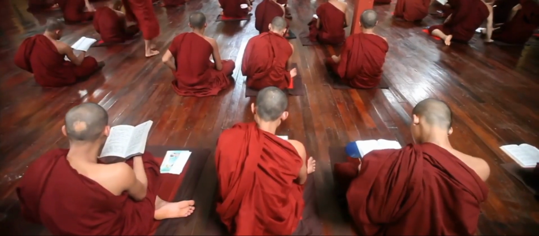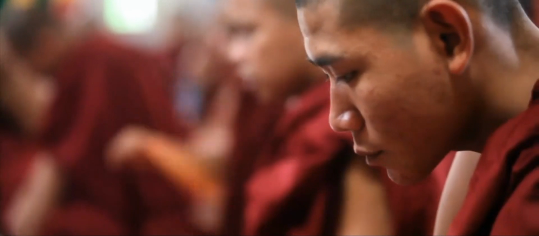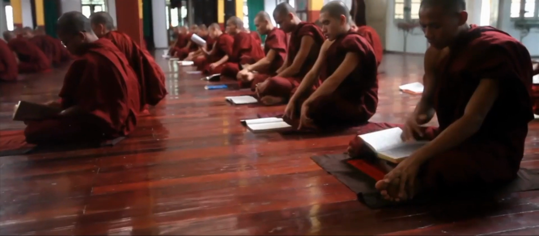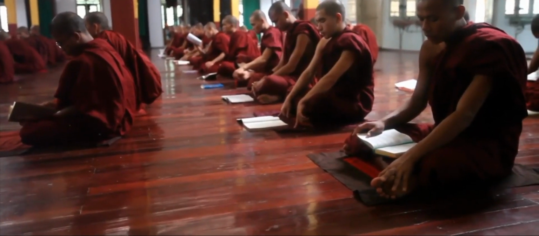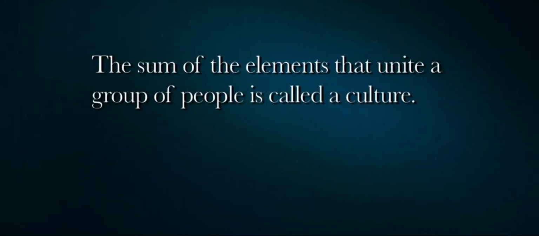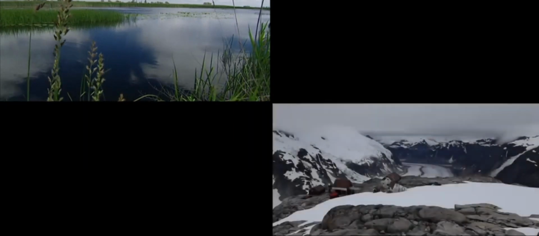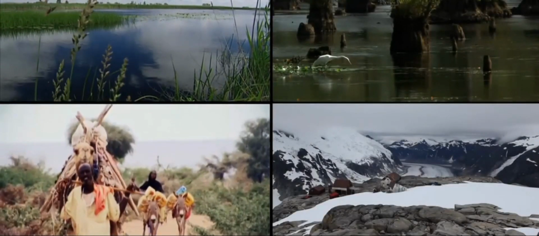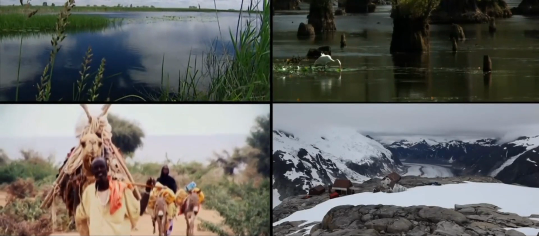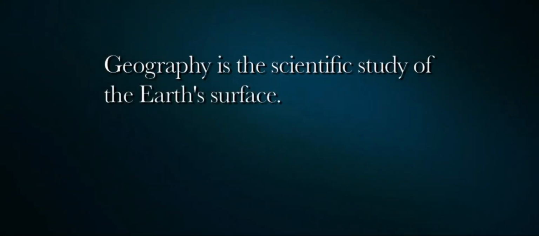Members of a culture often share certain beliefs, morals, customs, and traditional practices. In most cases, they also share a common language. The sum of the elements that unite a group of people is called a culture. This lesson will examine how the geography of a region helps to create or inform the culture of the people who live there. Geography is the scientific study of the Earth's surface.